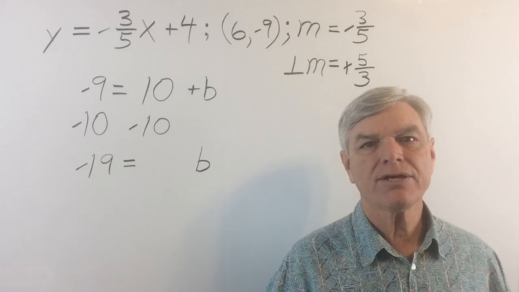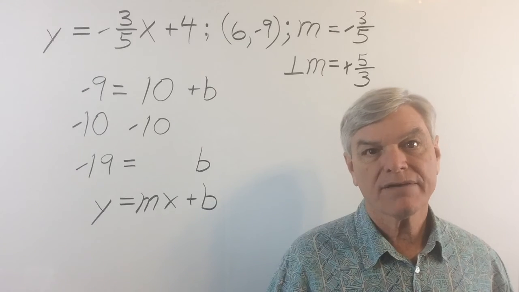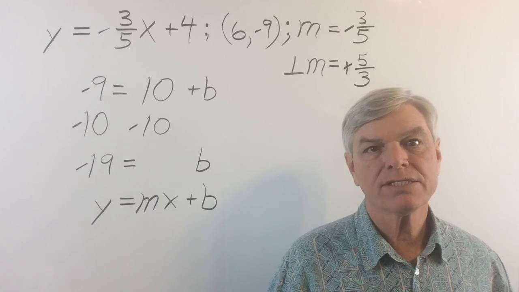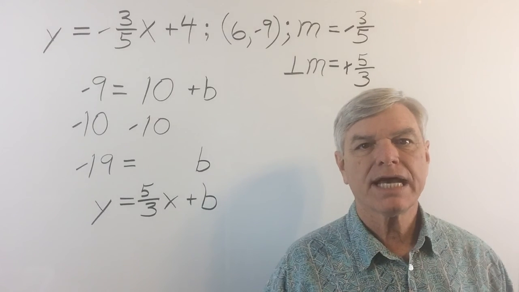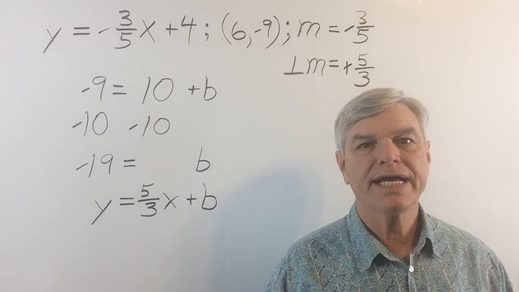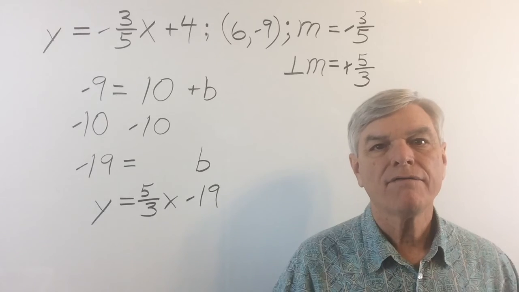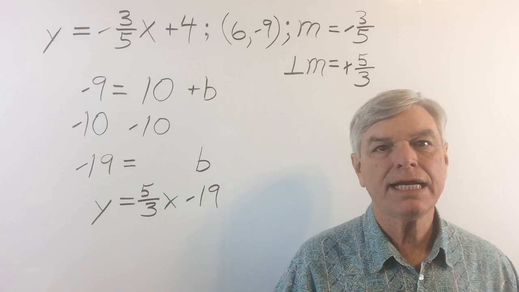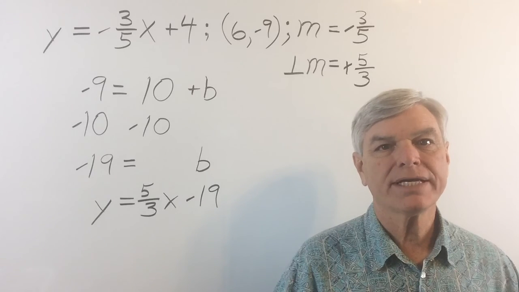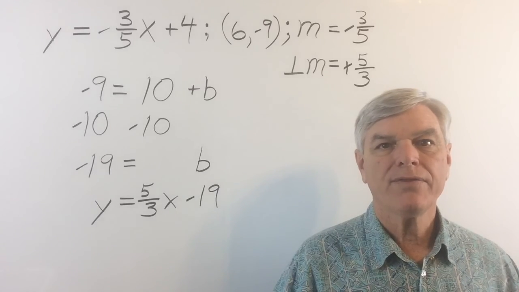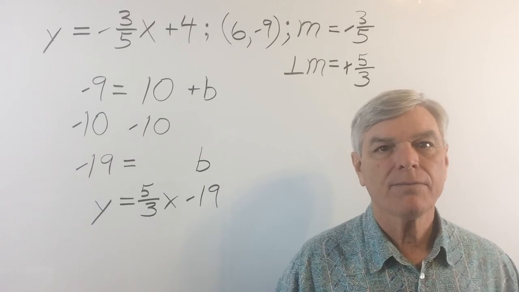Let's put the slope-intercept formula in again. And this time we're going to leave y alone, but we need to put the slope in. So m equals 5/3, 5/3 x, and the value for b was negative 19. And there you go, y equals 5/3 x minus 19. That is the equation of the perpendicular line that went through that other line and also went through this point up here.